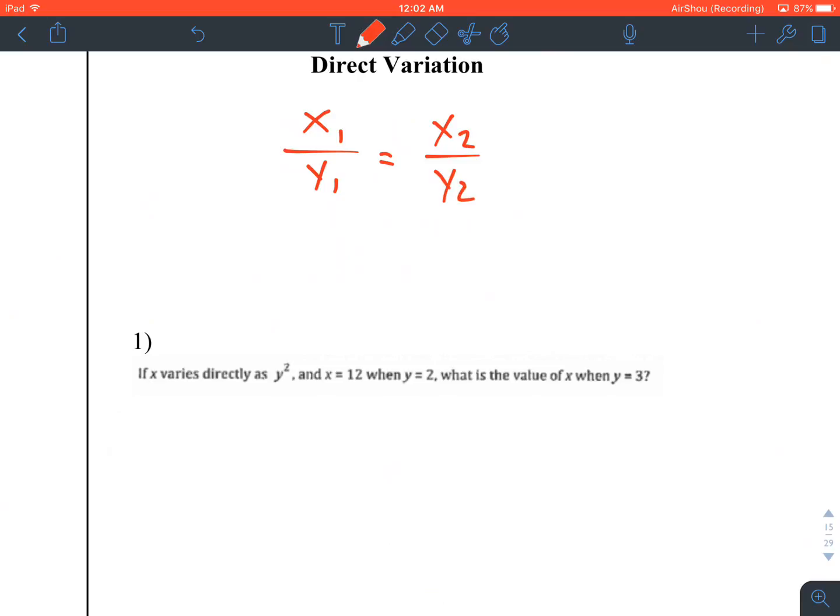All right, so example 1. x varies directly as y squared. Well, we can simply write that as x over y squared. And x equals 12 when y is 2. So that's going to be 12 over 2 squared.